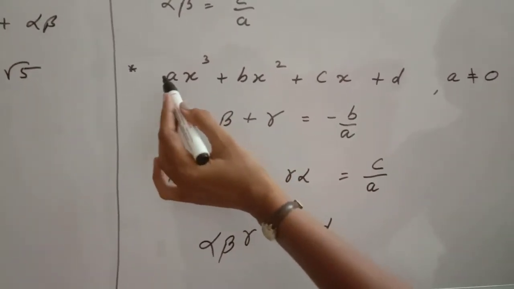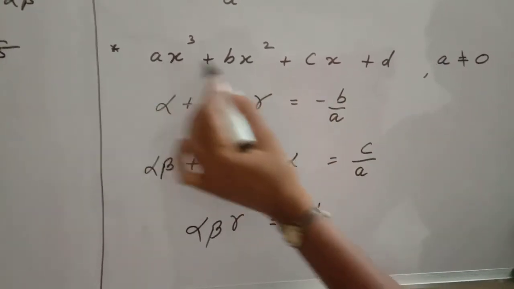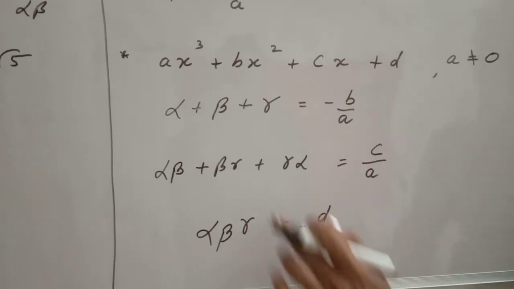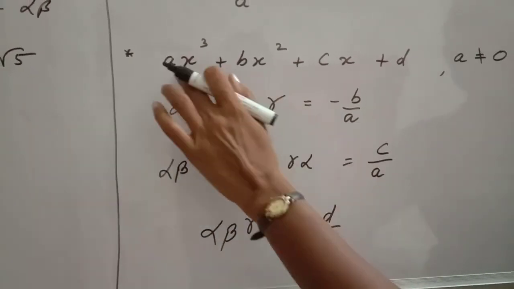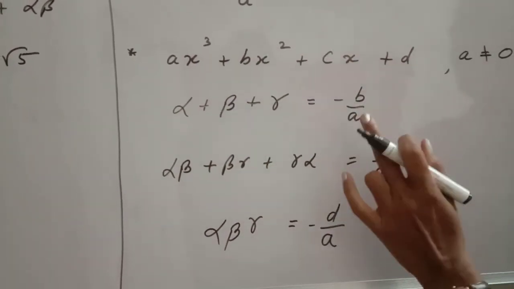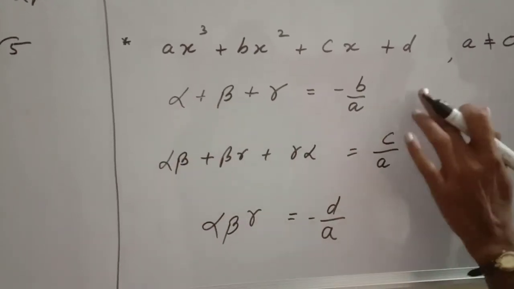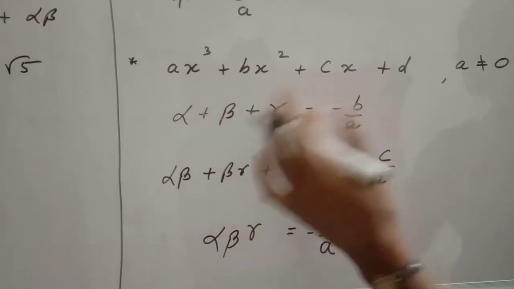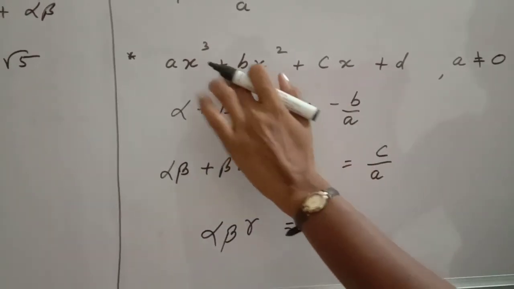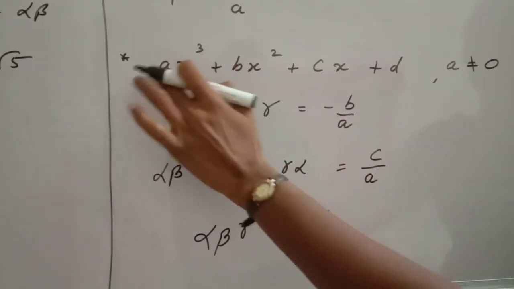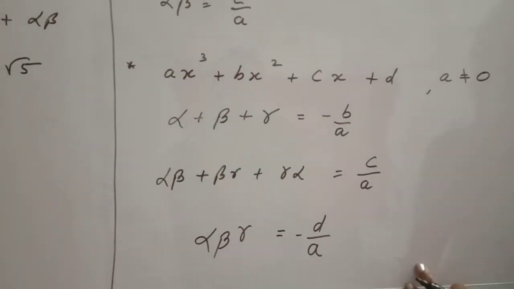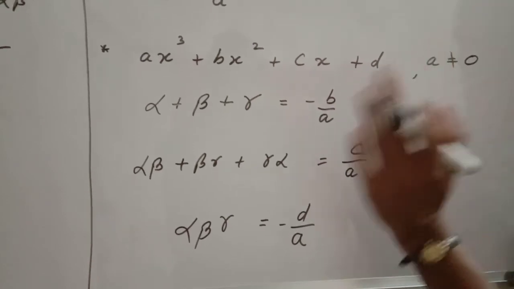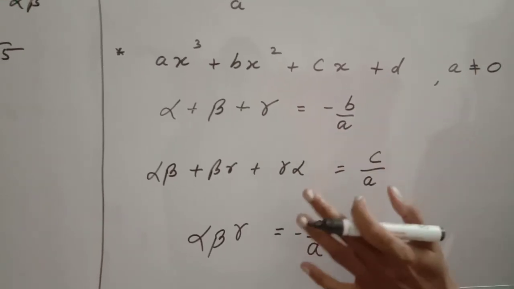Suppose in the exam, a cubic polynomial is given and you are asked to find the sum of zeros. In that case, there is no need to find the sum. You have to directly use these formulas. That is, if they are asking what is alpha plus beta plus gamma, what will be the sum? You directly write minus b by a. Whatever the number is given here, you will mention that number. So this is all about the relationship between the coefficients of the polynomial and zeros of the polynomial.